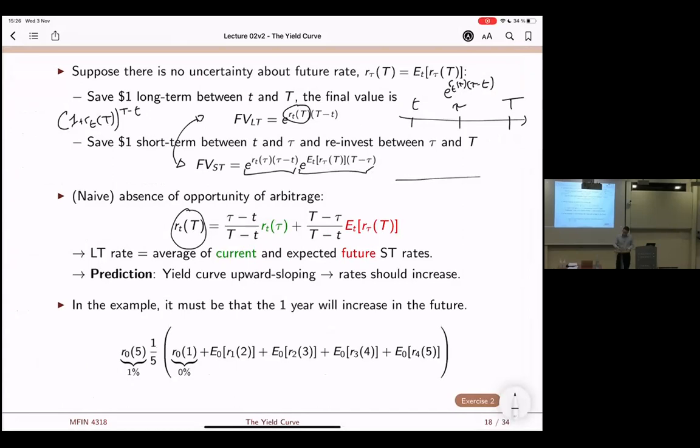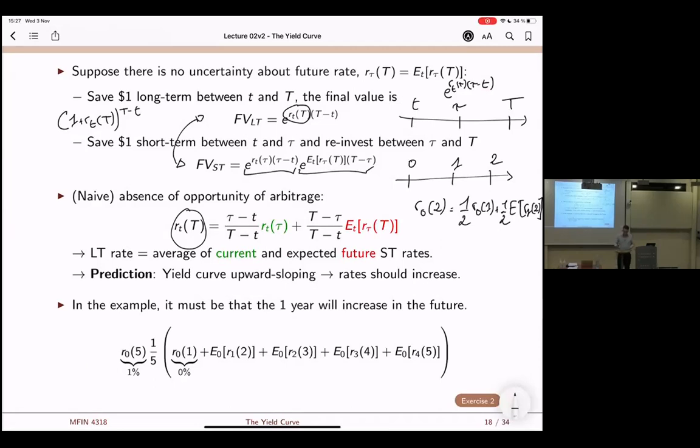Now, if you want to remember this expression, you say, okay, there's all this t, tau, big T, it's complicated. Just think about a very simple example with 3 dates. And what it tells you is that the long-term rate, the 2-year rate, is half the 1-year rate today, plus half the expected value of the 1-year rate tomorrow. Okay. So what you see on the slide is nothing else than a slightly more complicated version where instead of having 0, 1, 2, we have little t, tau, and big T, but this is the same idea.